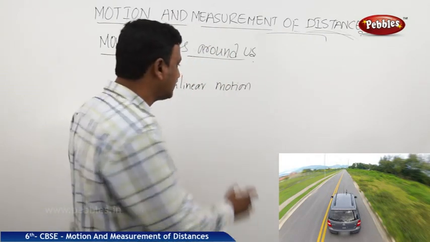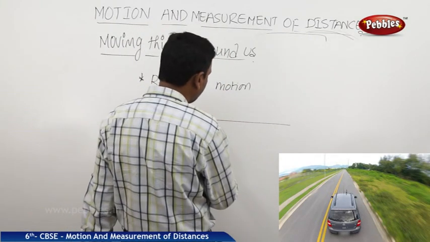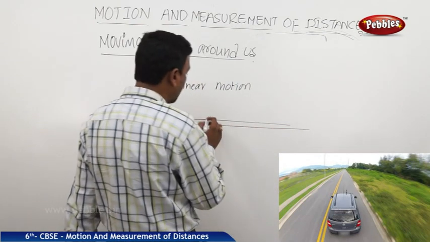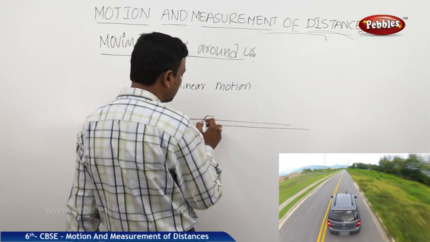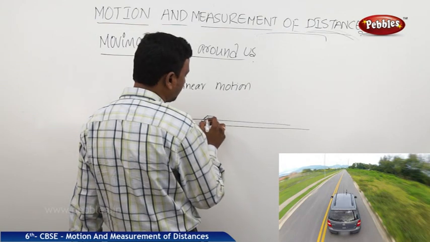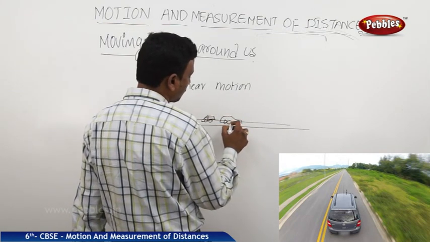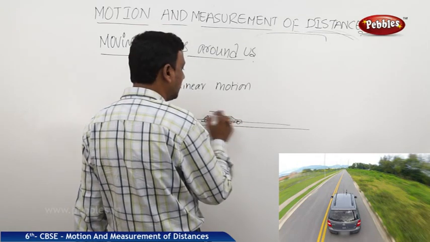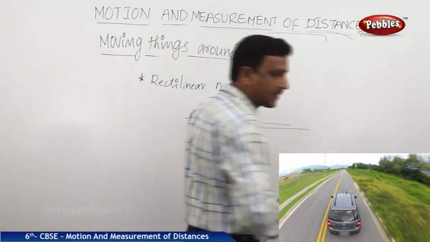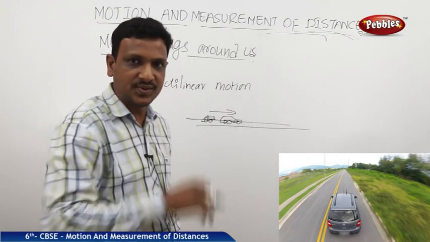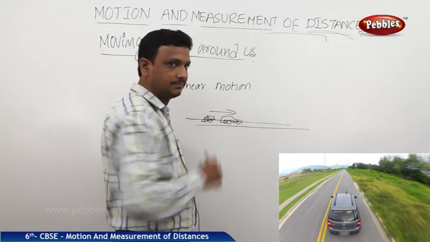That is the motion in which some object goes in a straight line. You see the highways, national highways. They are very lengthy, long roads in a straight path. You can see the cars that are traveling. They'll be going in a straight line. The motion of a car on a straight road, you call it a rectilinear motion.